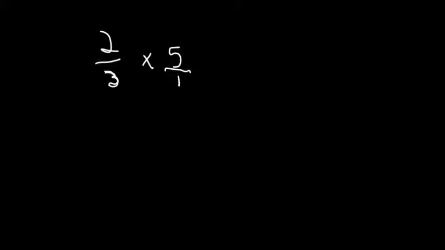So 5 over 1, 5 divided by 1 is still 5. So we still have the same value. So we didn't really change anything there. So now we do 2 times 5 is 10. 3 times 1 is 3. 3 goes into 10 3 times with 1 left over. So our answer is 3 1/3.